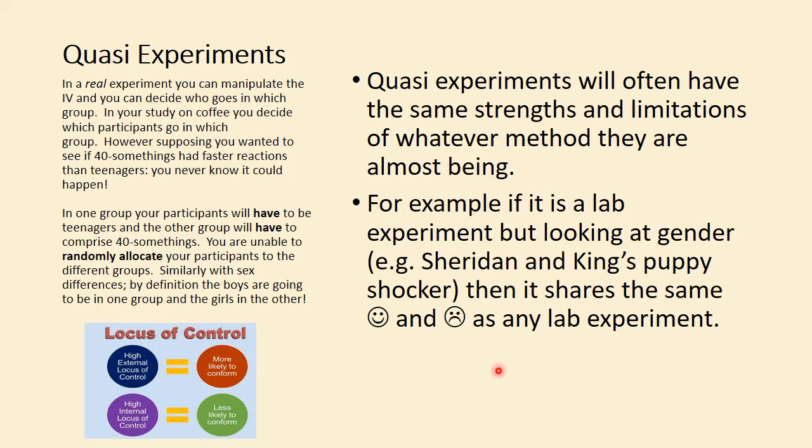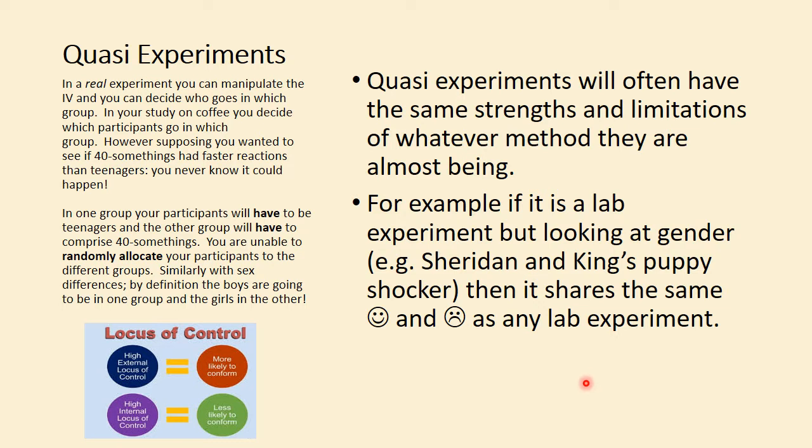In terms of the strengths and weaknesses, they will have the strengths and weaknesses of whatever method they almost are. So a good example is Sheridan and King. If you remember them, they replicated Milgram's experiment with puppies to find out whether or not people would electrocute puppies to death. And what they were looking at was gender. So they had males doing it and females. It has the same strengths and weaknesses of any lab experiment. But obviously the people were not randomly allocated.